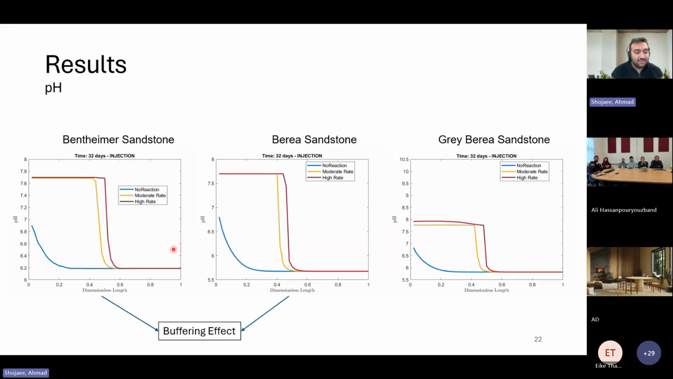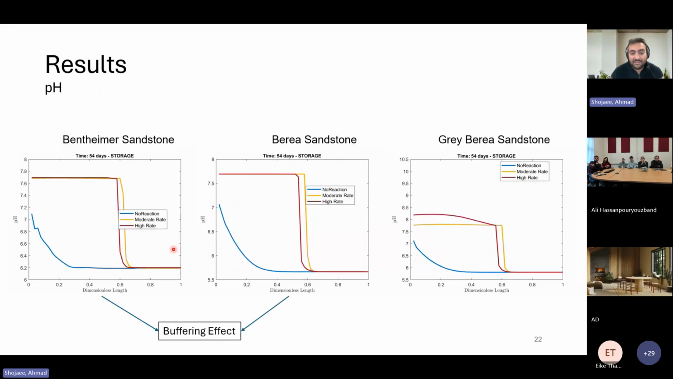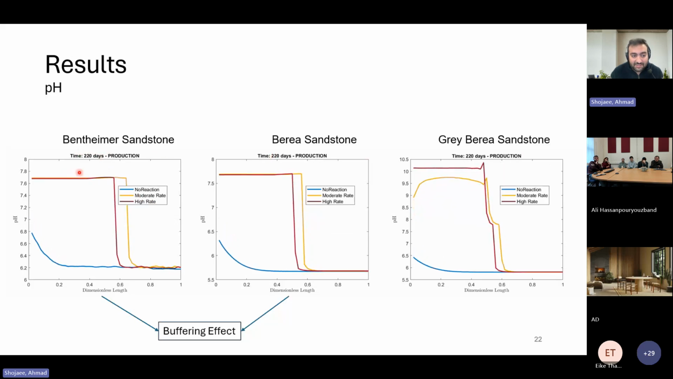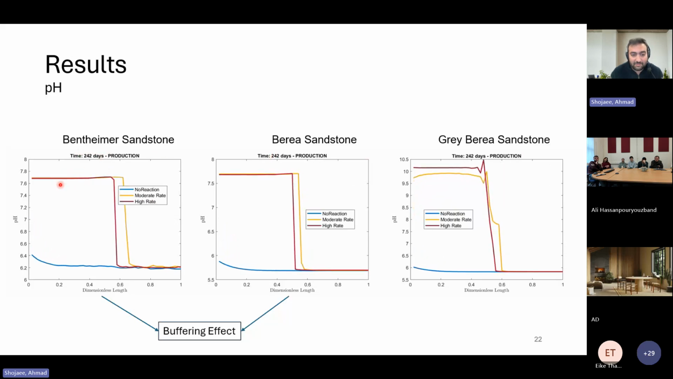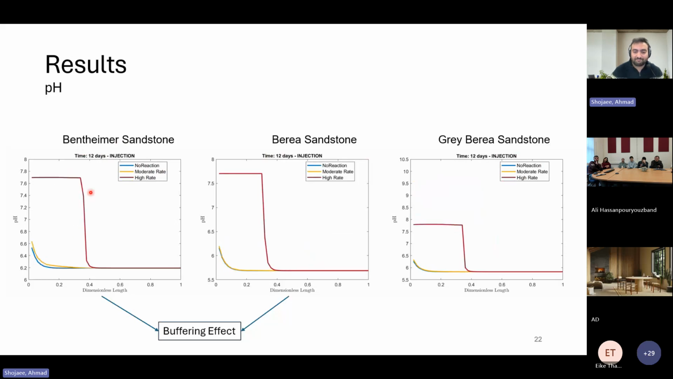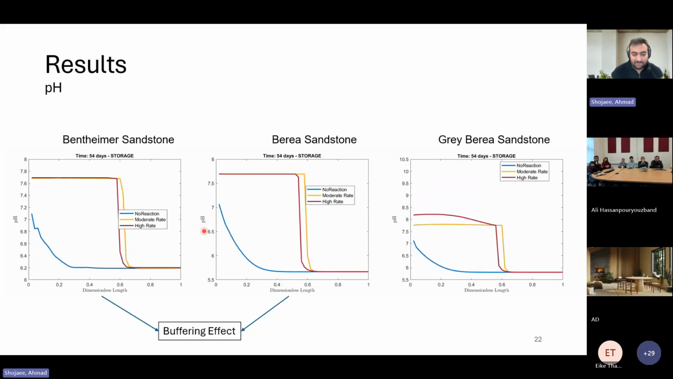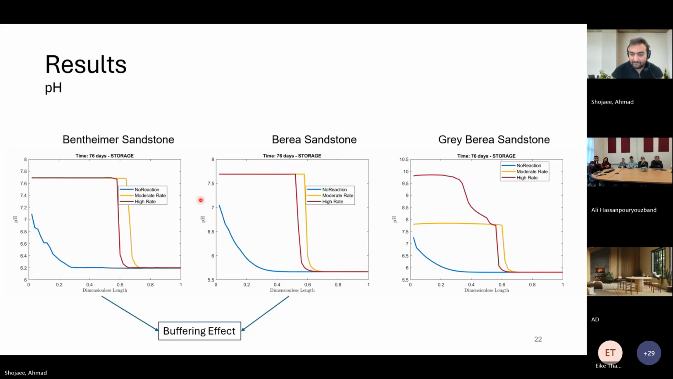These charts show the pH behavior in these 3 reservoirs, and you can see that in gray Berea sandstone, pH is rising and reaching around 10, which, if you remember, is the boundary of methanogenesis. But in the first 2 reservoirs, it is buffered in a desirable range for microbes. And this is why we will have more hydrogen loss in these 2 reservoirs.